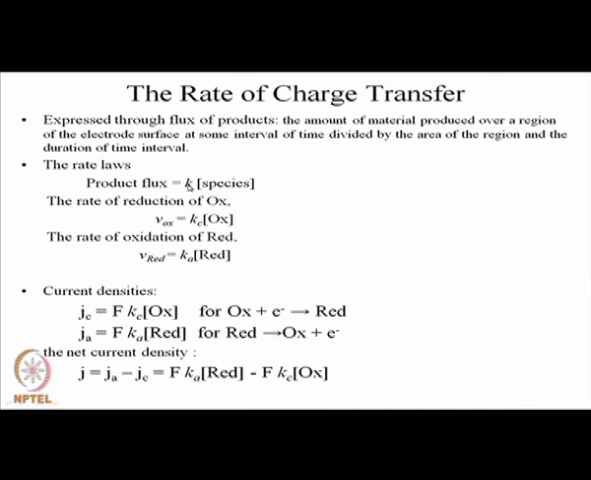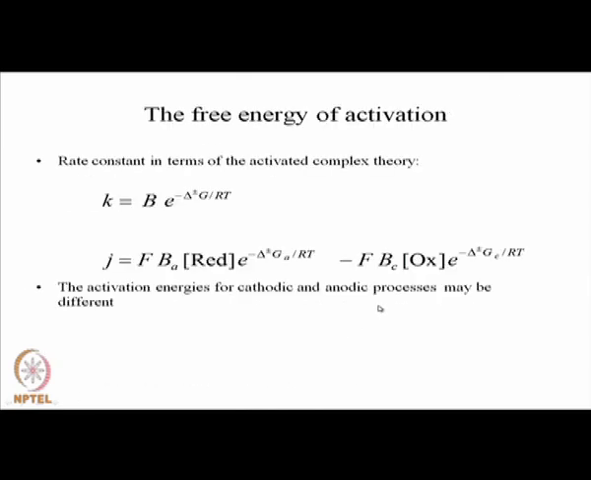Then we talked about the rate of charge transfer. The flux is nothing but the rate at which the electron is transferred times the species concentration, and we talked in terms of both oxidant and reductant, the oxidized species and reduced species. Current densities are expressed in this way, and the net current density has been expressed in this way. Then we talked about this current density in terms of free energy of activation.